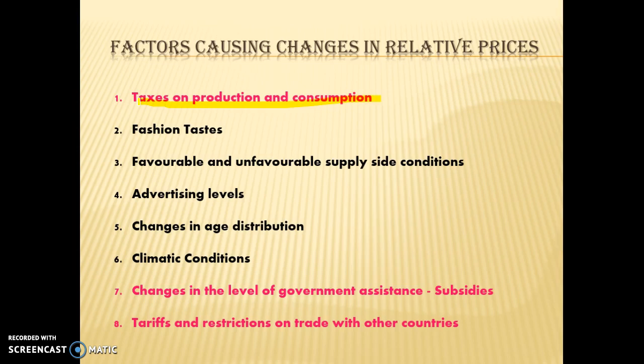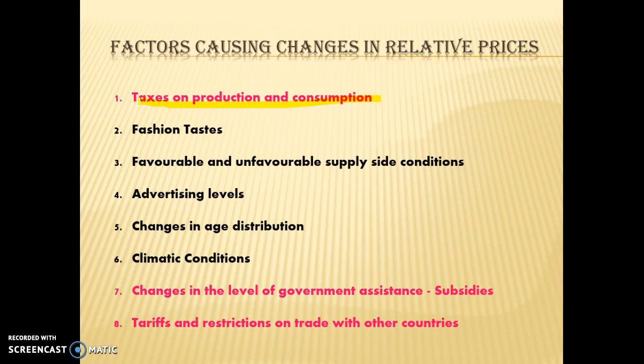The reason I've put three of these things in pink is that if you get asked a question, name something that will change the relative price in a competitive market, we're talking about a market without government intervention. You can't talk about number 1, 7 or 8. You can't talk about any ways that the government influenced the market.